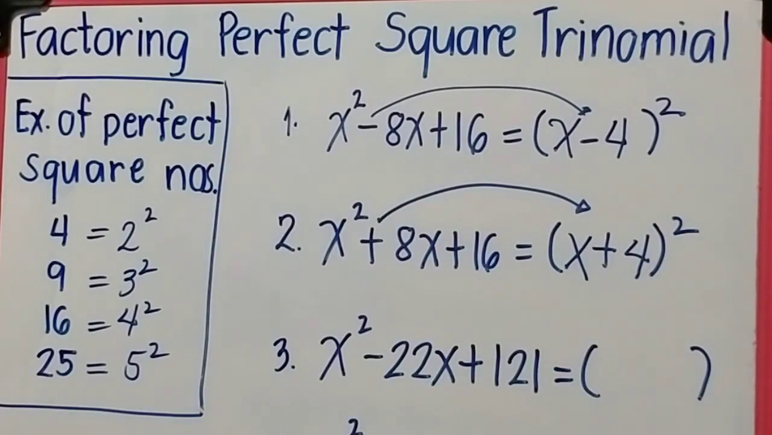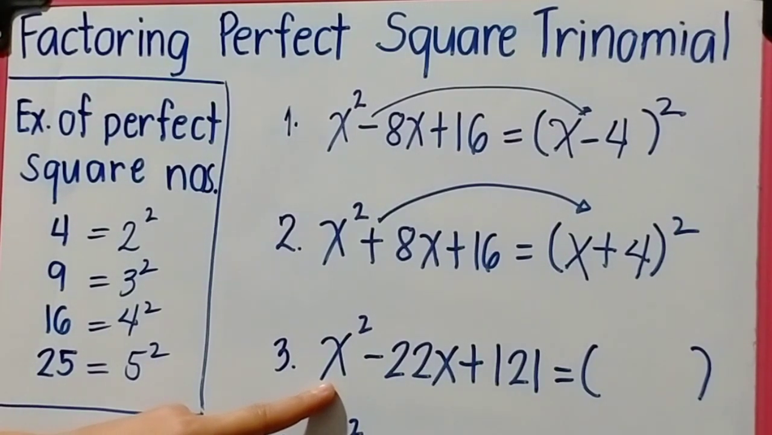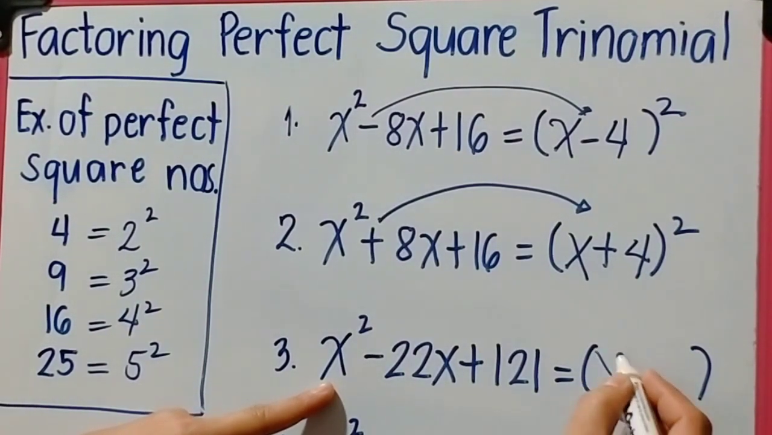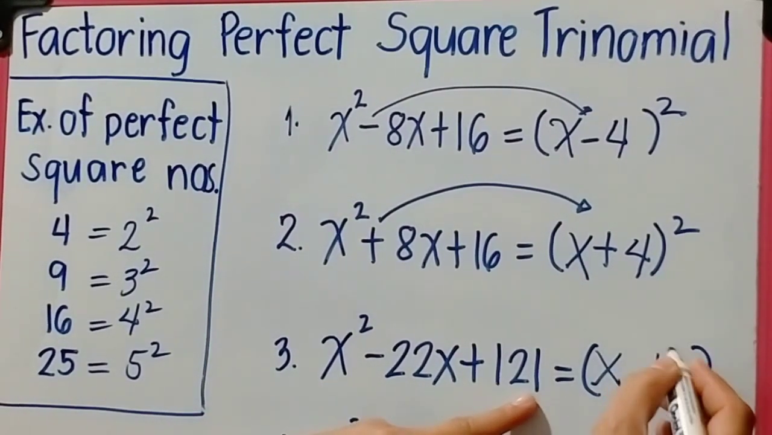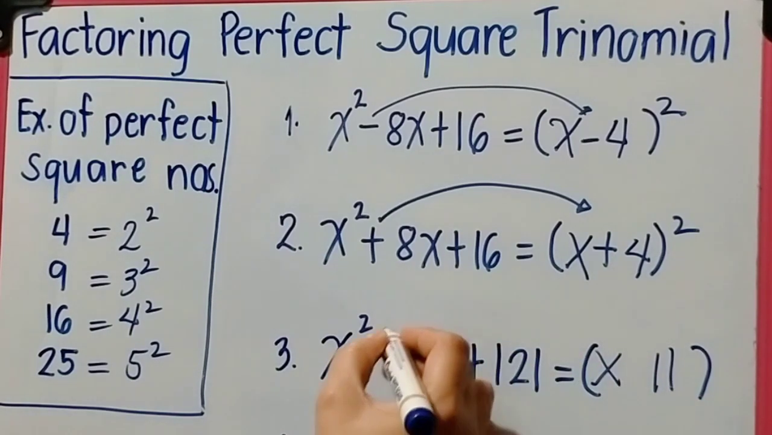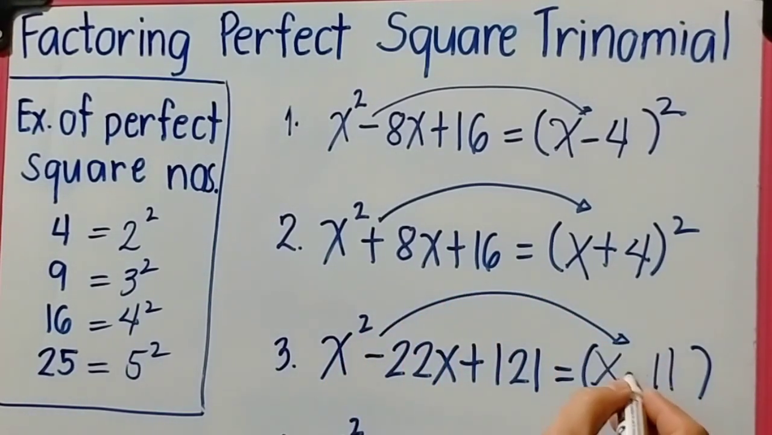Next, let us factor x squared minus 22x plus 121. The square root of x squared is x. And the square root of 121 here is 11. So we will copy the sign of the middle term, which is negative. And of course, don't forget to square it.